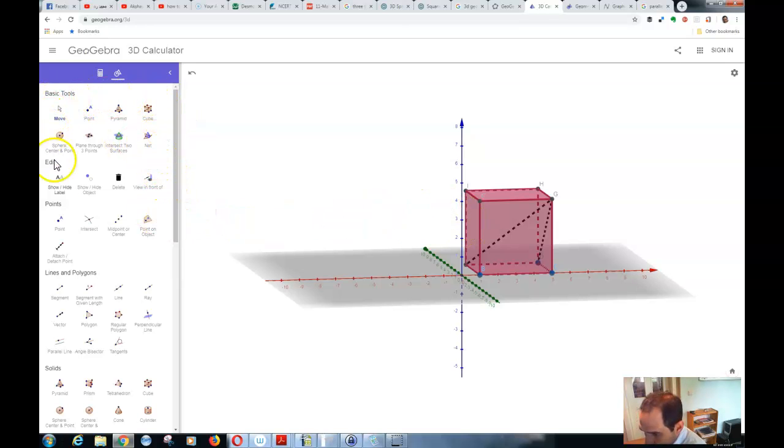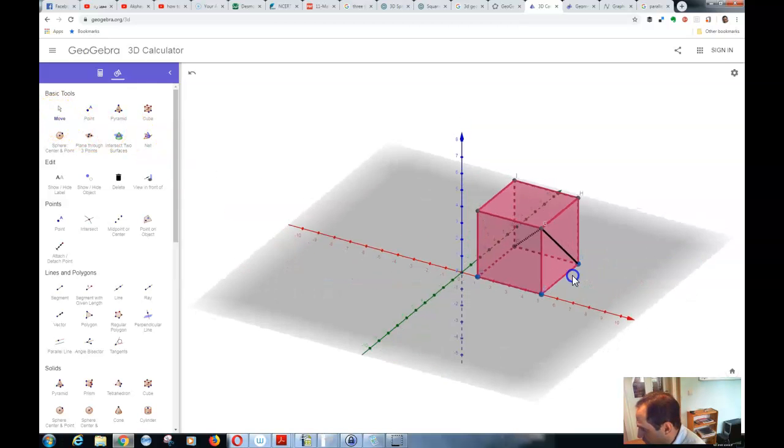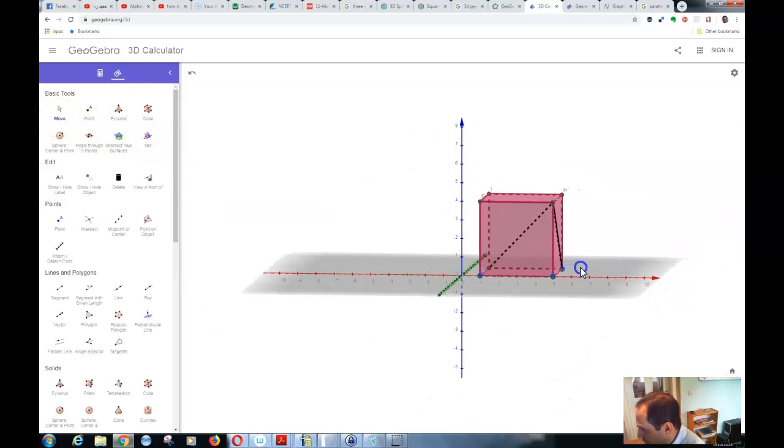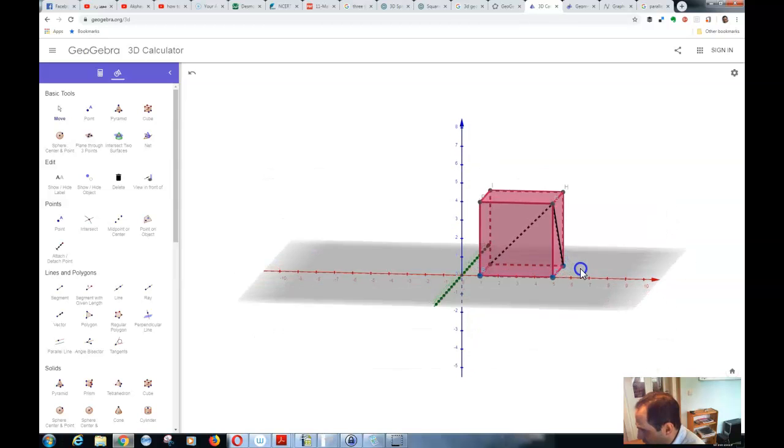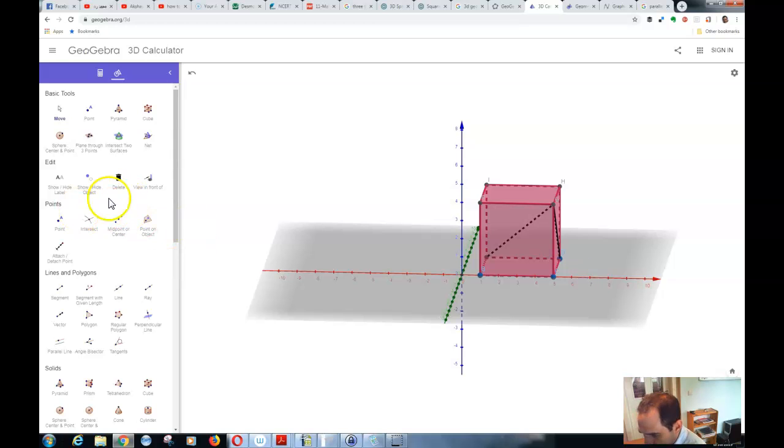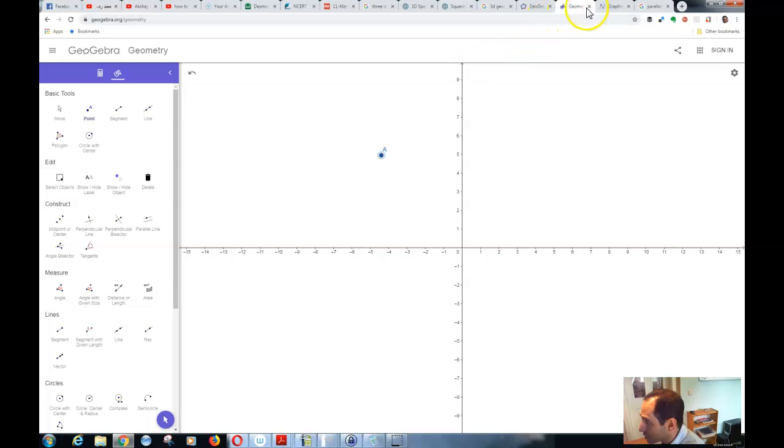What I mean is that I'm not very fluent with GeoGebra, but sometimes simple things I can do with this. For example, you see over here I have created a parallelepiped, which is a straightforward thing. Let me do this from scratch so you can see how I did this.